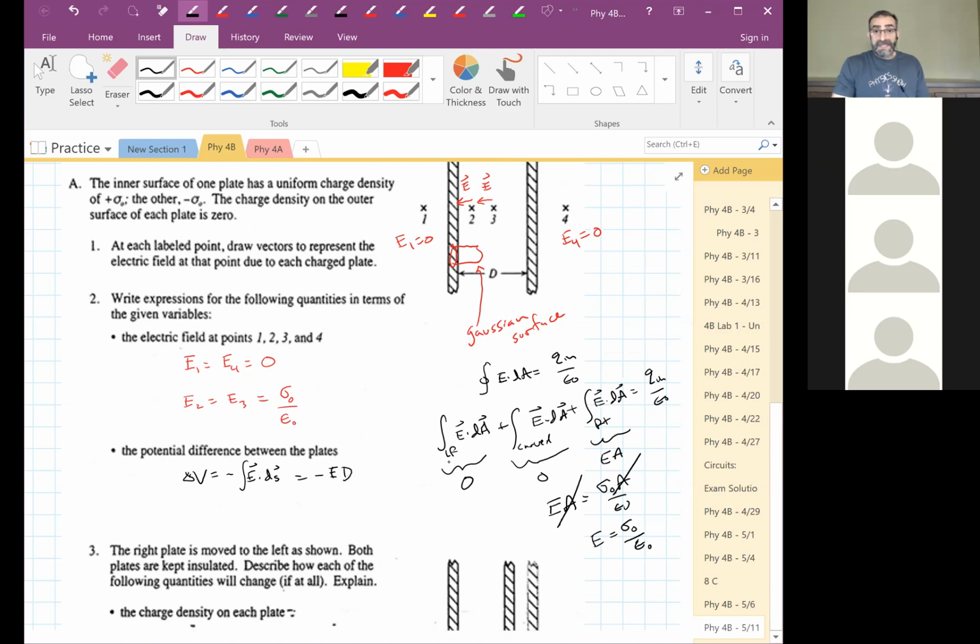Because our electric field is uniform, it's constant, it comes out of the integral, and we just get E times the integral of ds, which is the distance between the plates. And so in this case, what is that? It's sigma d over epsilon naught, if we're putting it in those terms, right?